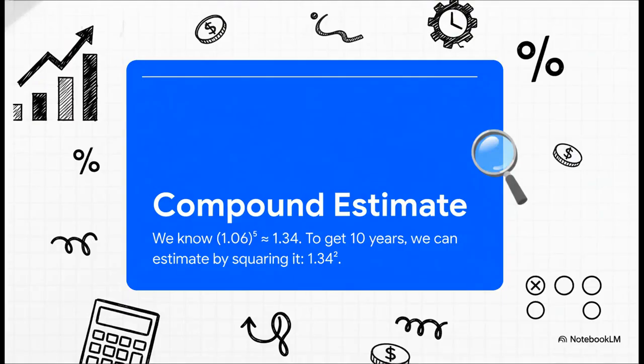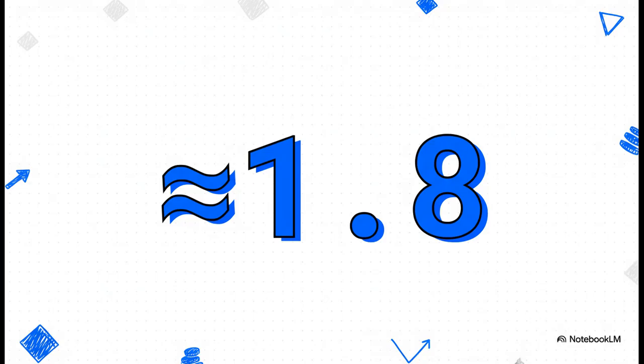So how do we dial that in a bit closer? Well, a lot of folks in finance just kind of know that after 5 years at 6%, your money grows by about 34%. So to get to 10 years, we just square that number. We do 1.34 times 1.34. And what does that give us? Well, you don't need to be exact. It's about 1.8. For a multiple choice question, believe me, 1.8 is the magic number we need. We've just conquered the hardest part of the math right there.